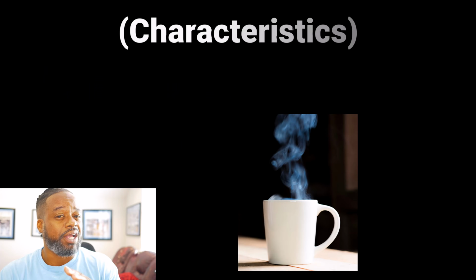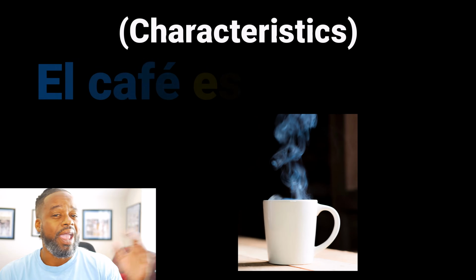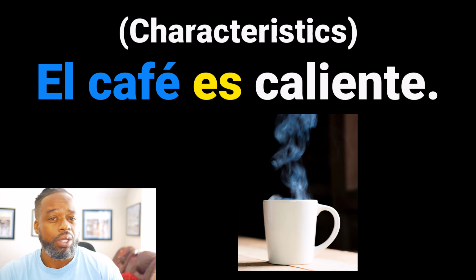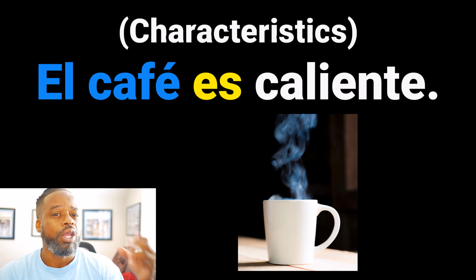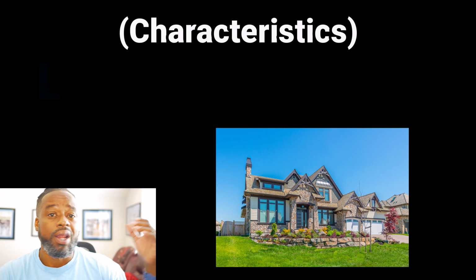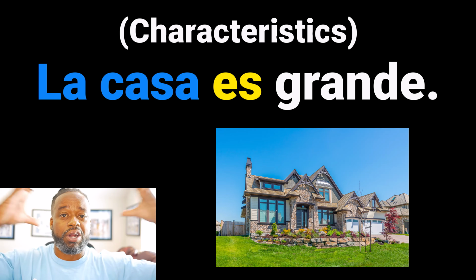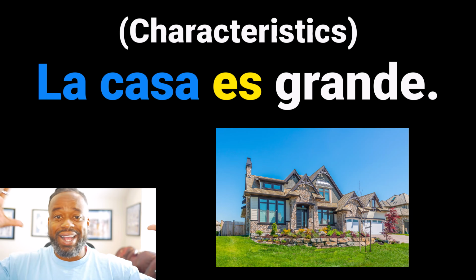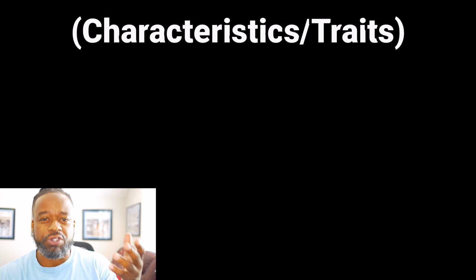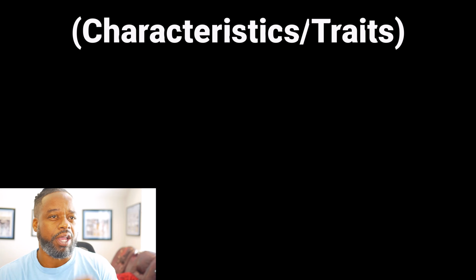Con características, with characteristics. El café es caliente. On a normal basis, nowadays it can be cold or hot. But when we think about coffee, or when we think about café, the normal characteristic of café es caliente. It's hot. Otro ejemplo. La casa es grande. With traits, like physical or personality-wise, with traits, check this out.